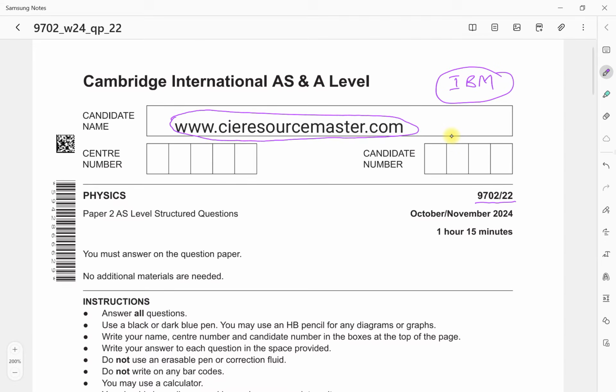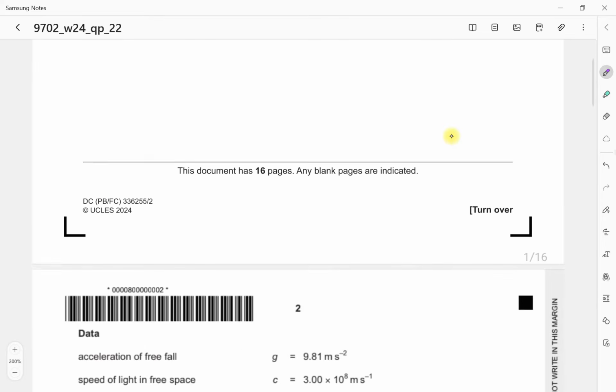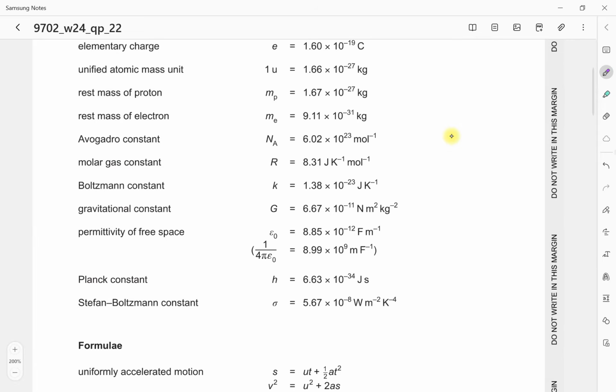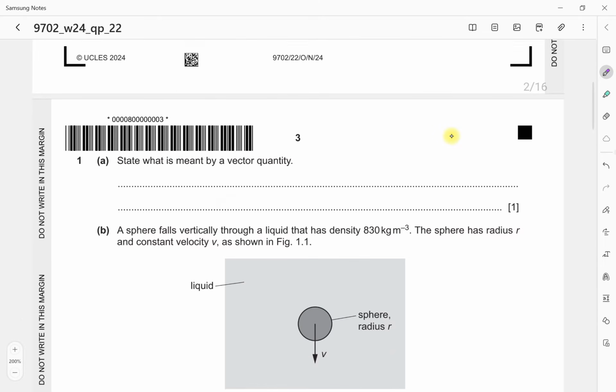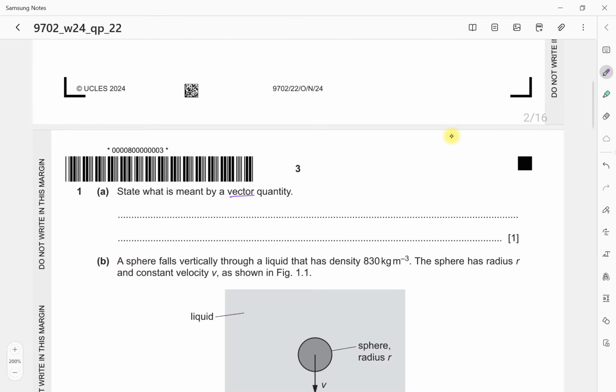So today I want to go to paper 2 AS level structured questions, paper 2 October November 2024. And straight away I'll just go to the first question. I'll skip the data which we are using. Question number 1, state what is meant by a vector quantity.